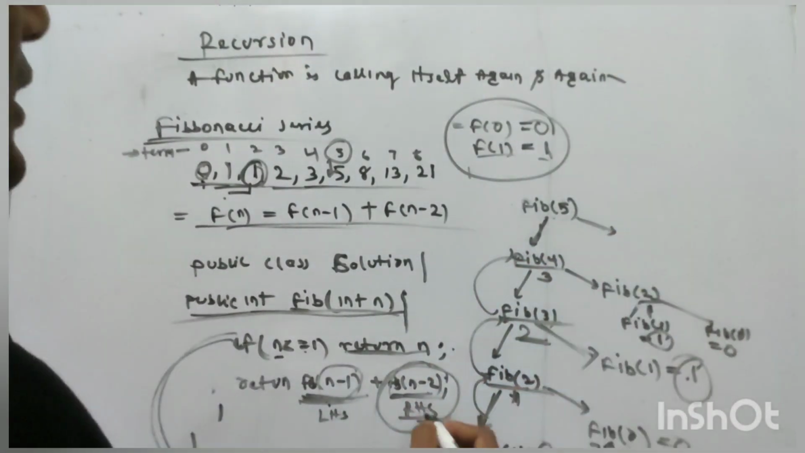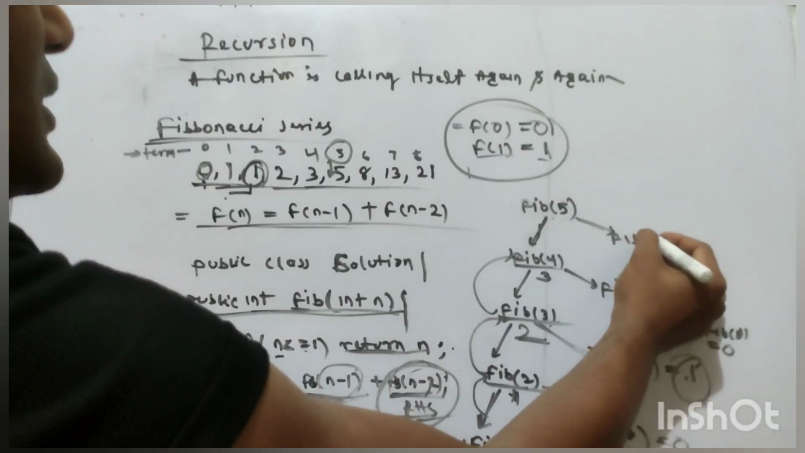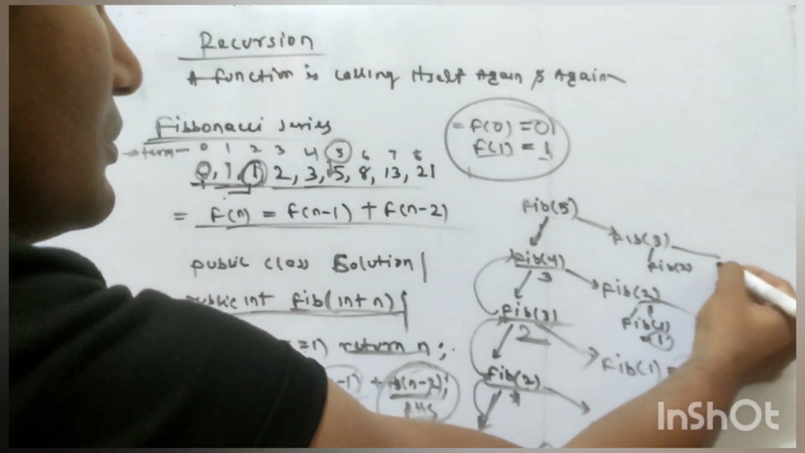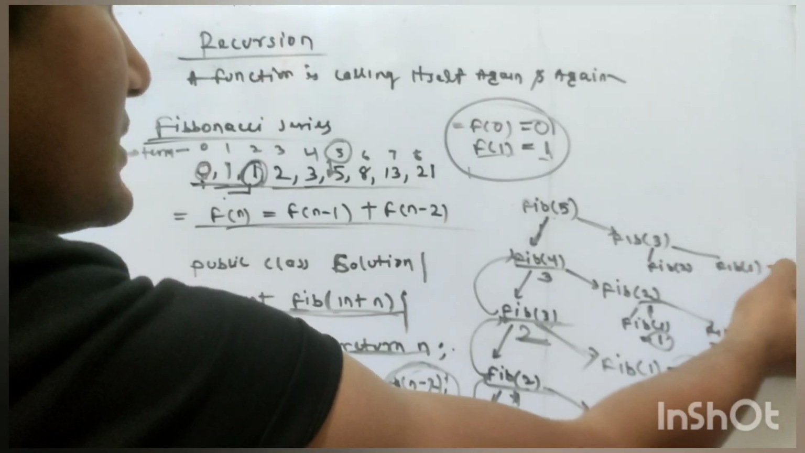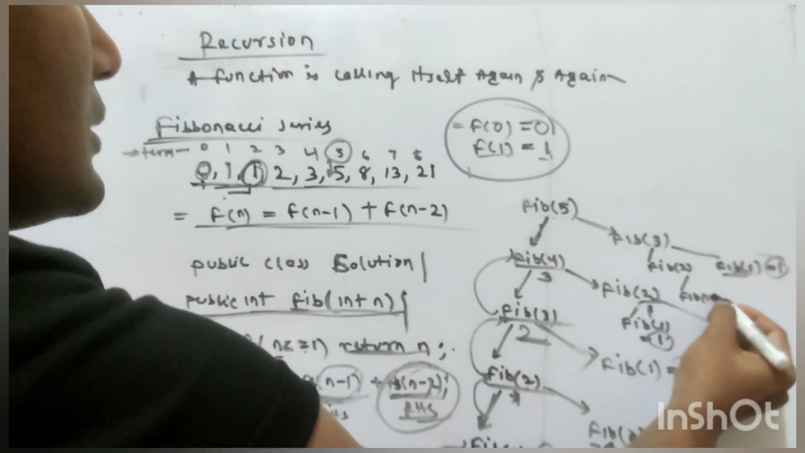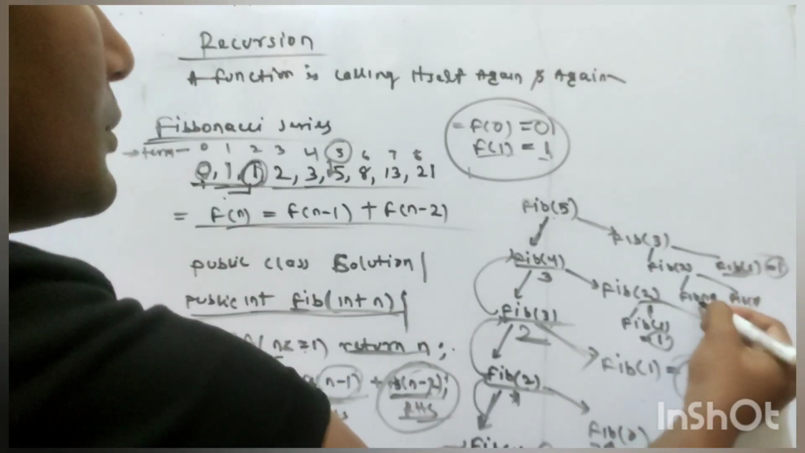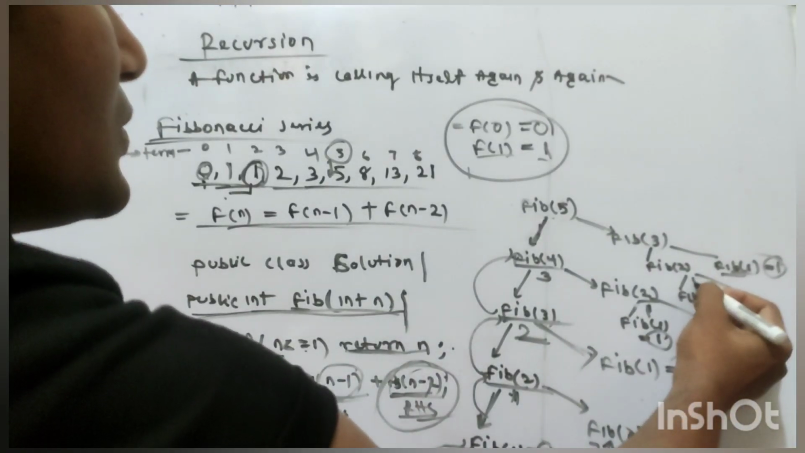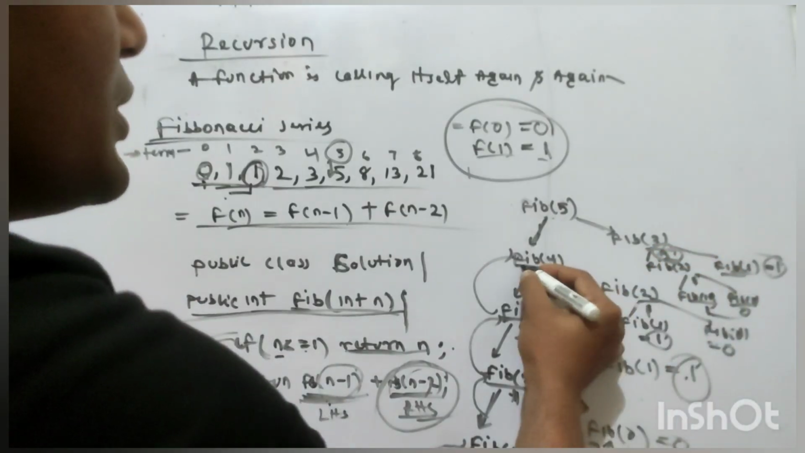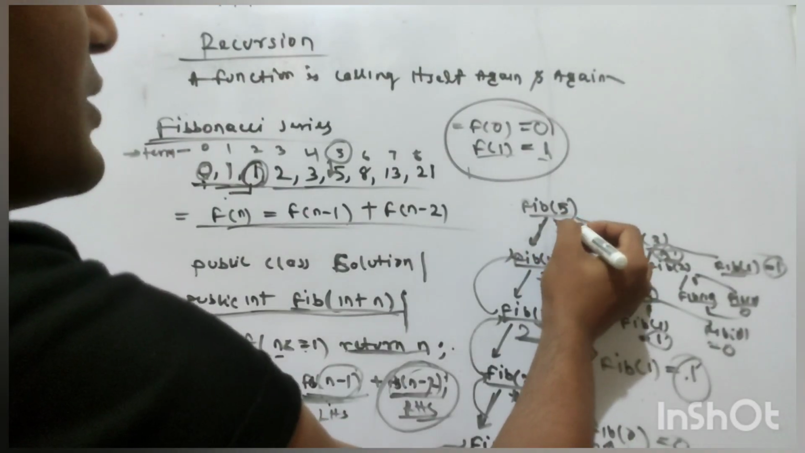Here RHS, what? N minus 2 means phi of 3. So phi of 3, it will be phi of 2 plus phi of 1. That is the base case, it will be 1. Phi of 2, phi of 1, phi of 0. Okay, phi of 1 is equal to 1, phi of 0 is equal to 0, 1 plus 0 is 1, 1 plus 1 is 2. We get phi of 3 is equal to 2, phi of 4 is equal to 3, 2 plus 3 is 5, phi of 5 is equal to 5.